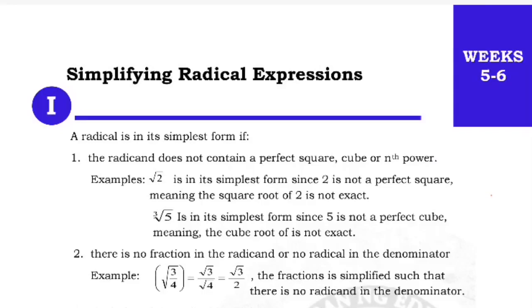So for this video, I will be discussing Math 9 module quarter 2, weeks 5 to 6. Weeks 5 to 6 is about simplifying radical expressions.